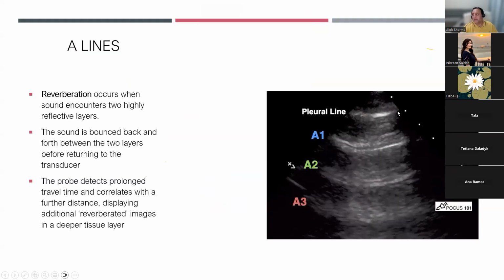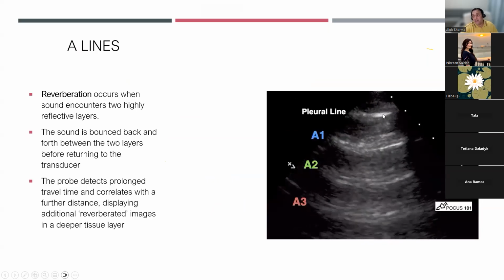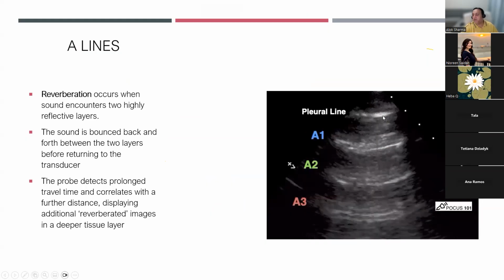Again, if this is a baby where you're using a sector probe and you can see this in all regions with pleural sliding, I can interpret pleural sliding over here. And this is also normal. So you can use a sector probe to be able to do a lung ultrasound.